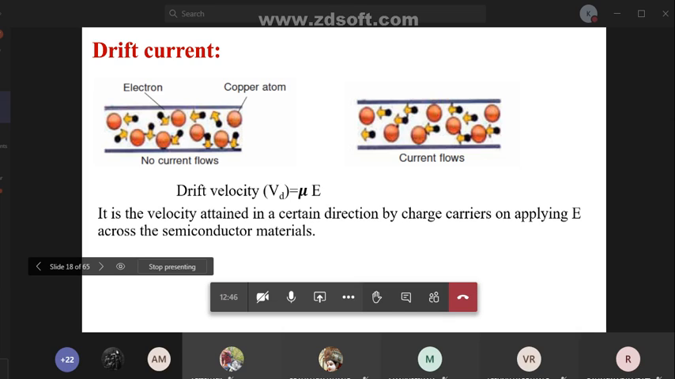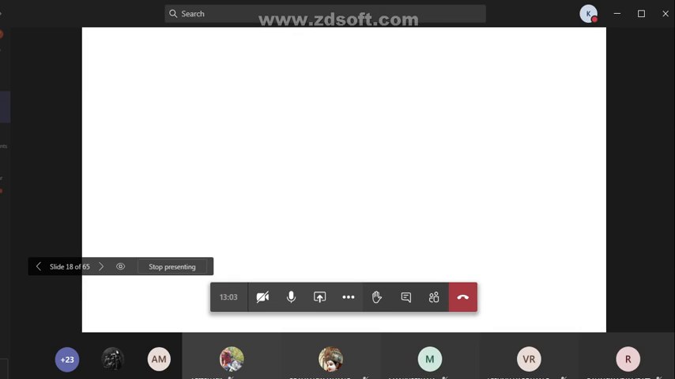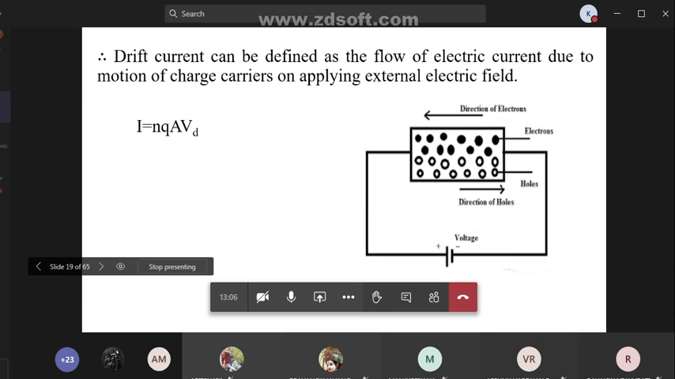So in the last class we discussed drift current, diffusion current and the different current components in the PN junction diode, right? So what is the drift current? Drift current means, see here, what is the difference between drift current and diffusion current?